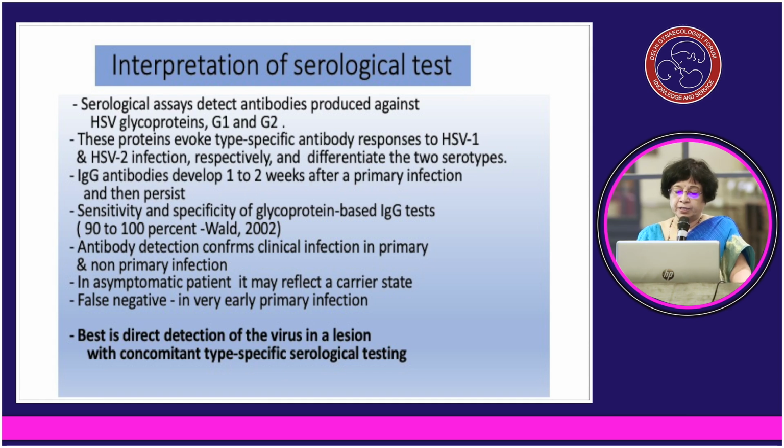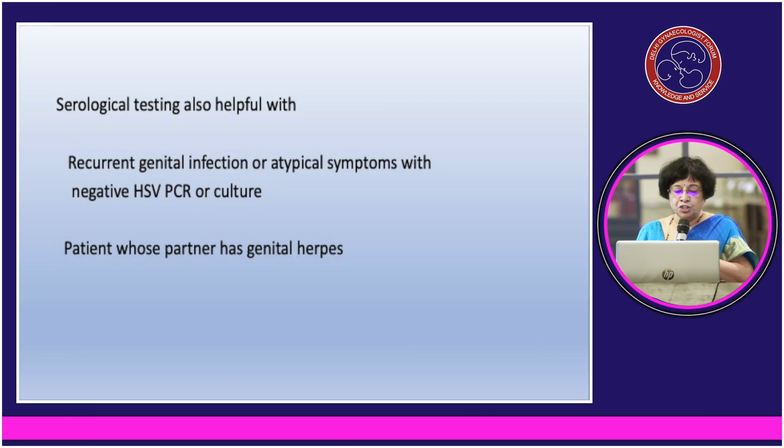Antibody detection confirms clinical infection in primary or non-primary. In very early primary, maybe serology is negative. In an asymptomatic patient, it may reflect a carrier state. So best is direct detection of virus from the lesion with concomitant type-specific serological testing. Serological testing also helps with recurrent genital infection or atypical symptoms with negative HSV PCR or culture, and in patients whose partners are positive with genital herpes.